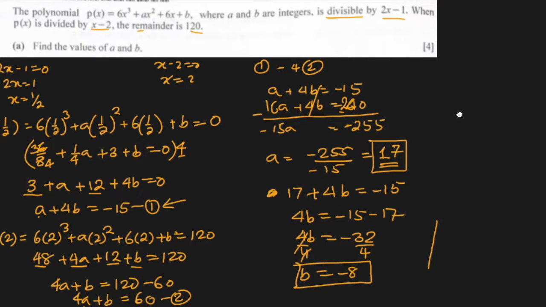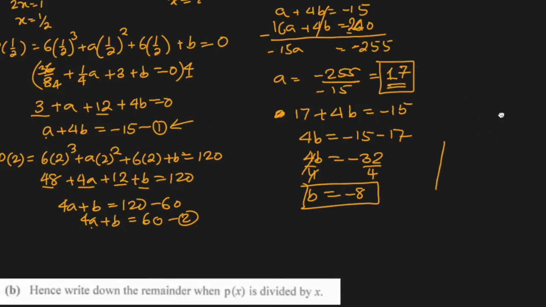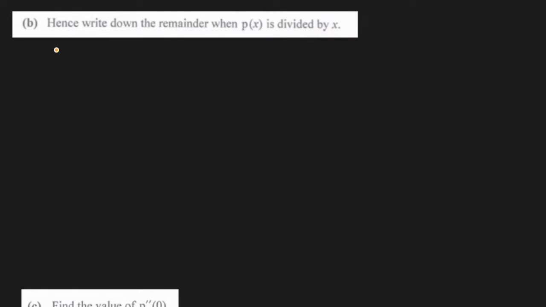6x cube, ax square, 6x plus b. 6x cube plus ax square, 17x square plus 6x minus 8. Equal to 0. Hence, not equal to 0. It is px. Okay. Find the remainder when it is divided by x. So if x is a factor, can I write like this?